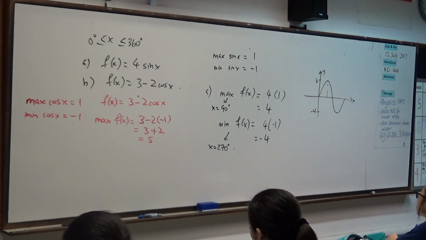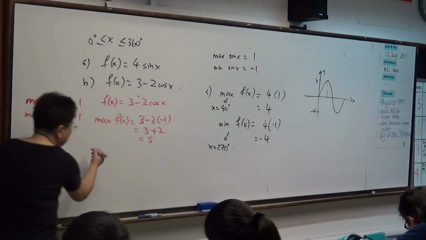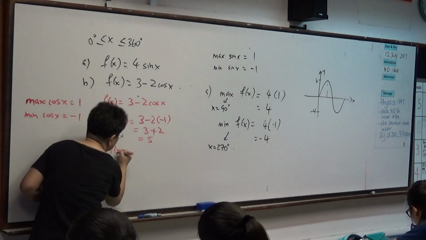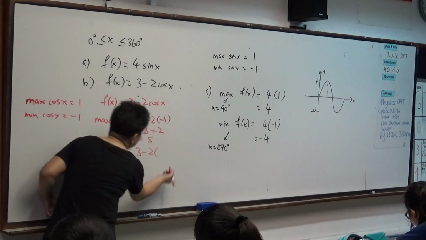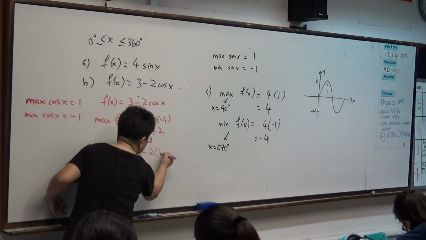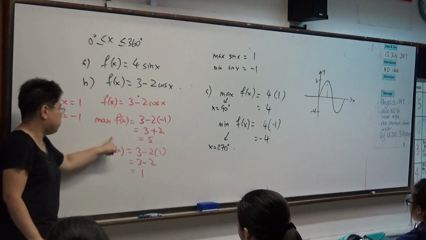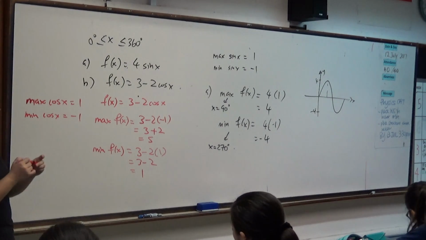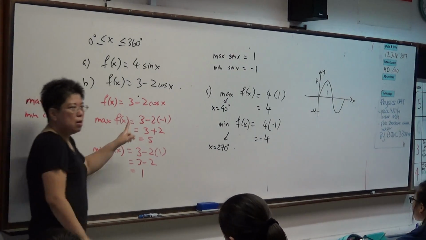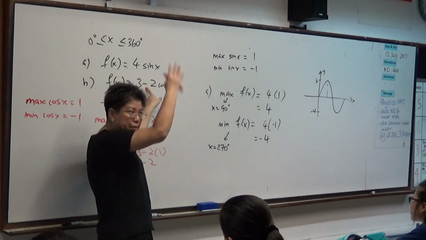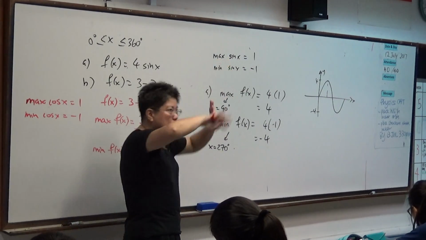Everybody clear with what I'm talking about? Okay. What about the minimum value? 3 minus 2 times what? 1. Good. So it's 3 minus 2. Answer 1, right? So the maximum value is 5, minimum value is 1. Now how come it's like that? Can someone tell me? Can you see that because this is negative, I flip it already. Then I plus one more, so it will be the other way around.